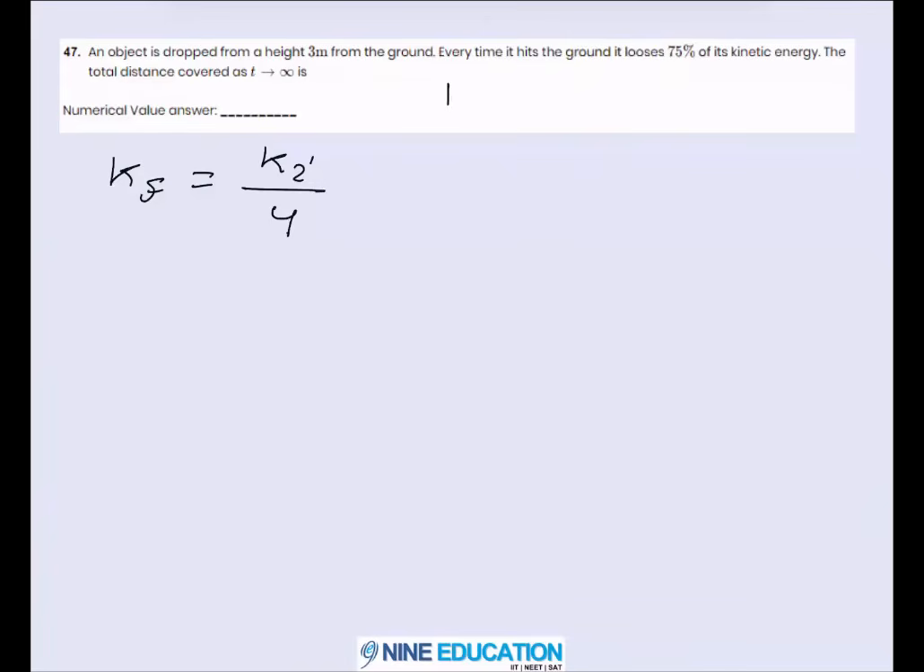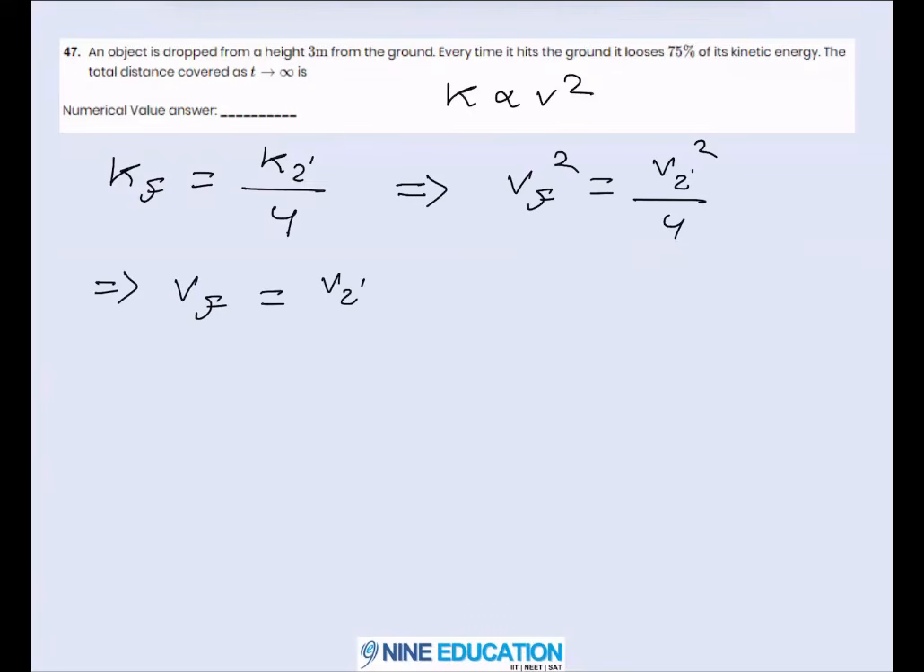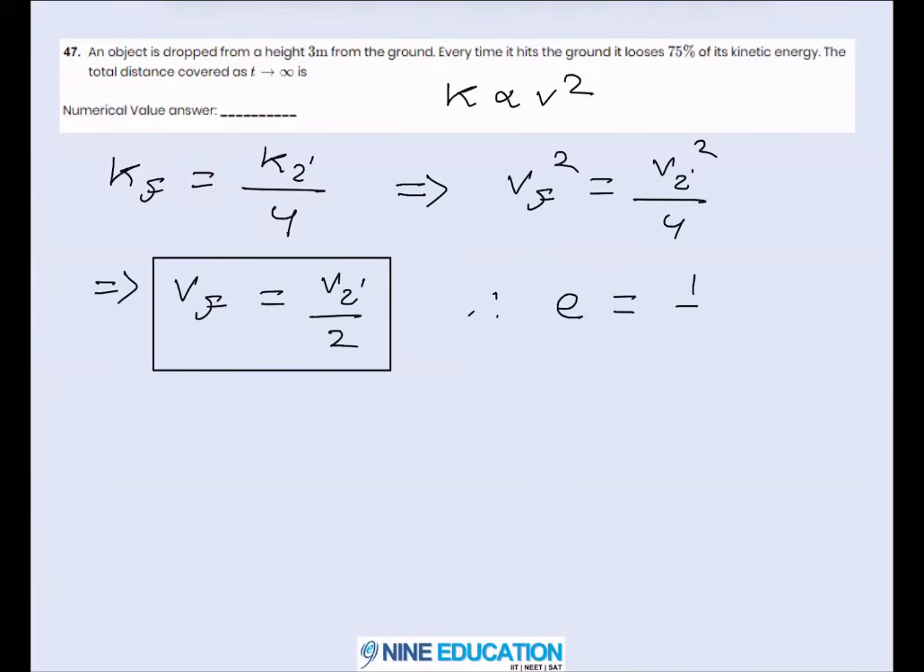But we know that kinetic energy is directly proportional to v square, right? So from this, v final square will be equal to v initial square by 4, or v final will be equal to v initial by 2. That means the final velocity is half of the initial velocity. And from this, it is straightforward that the coefficient of restitution will be 1 by 2. The coefficient of restitution will be 1 by 2.